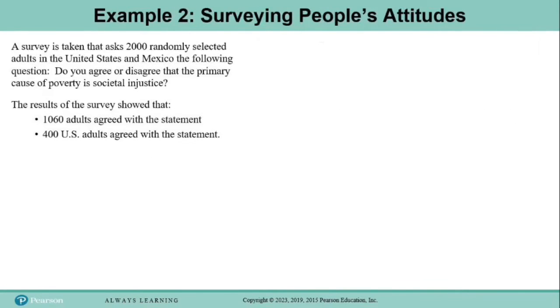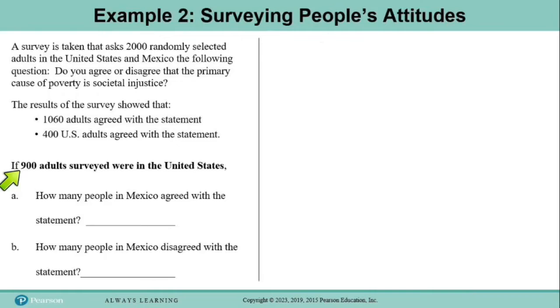So here we are in example 2. It says, a survey is taken that asks 2,000 randomly selected adults in the United States and Mexico the following question: do you agree or disagree that the primary cause of poverty is societal injustice? The results of the survey showed that 1,060 adults agreed with the statement. 400 U.S. adults agreed with the statement. So total for the U.S. and Mexico, there were 1,060 adults who agreed with the statement, but 400 of those were from the U.S.